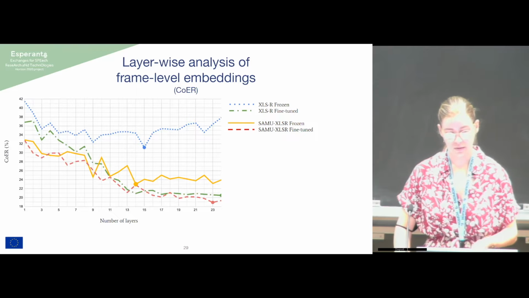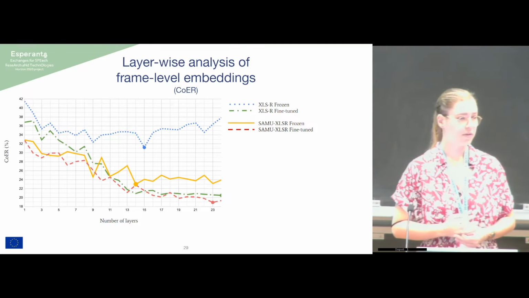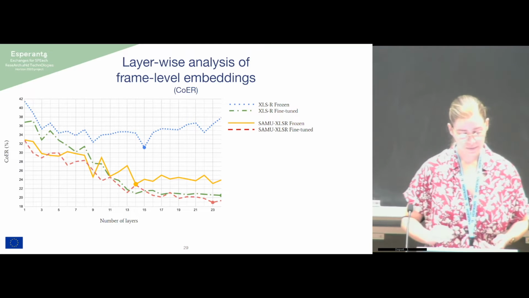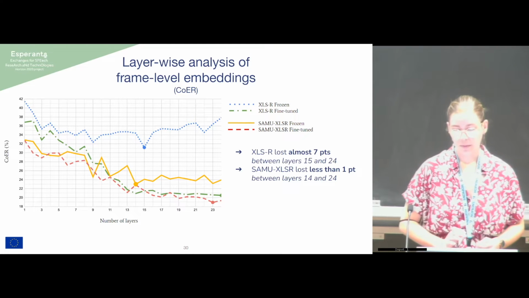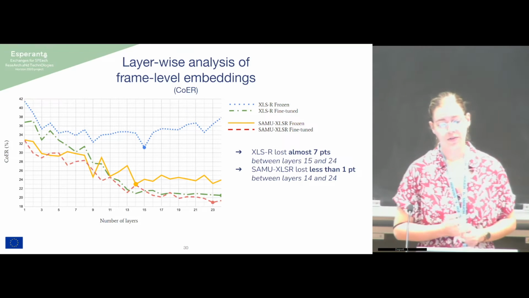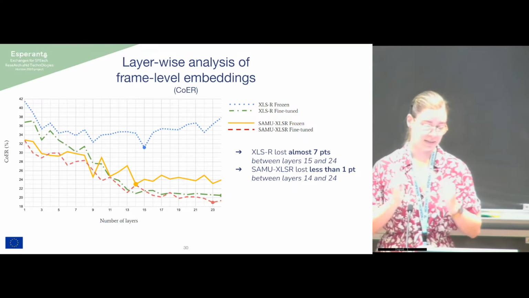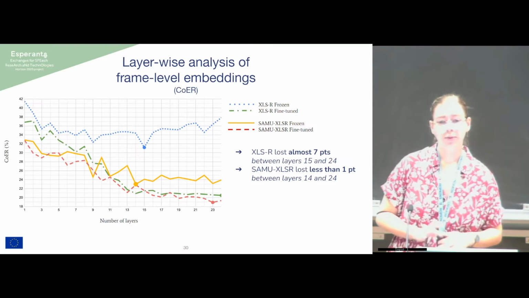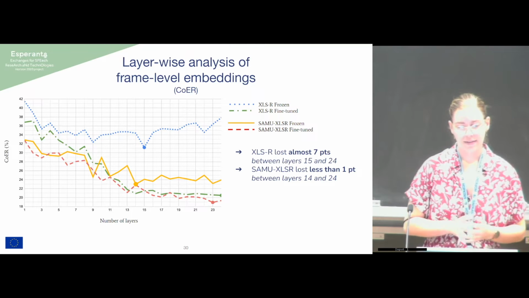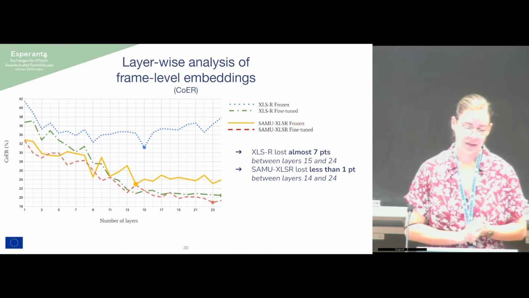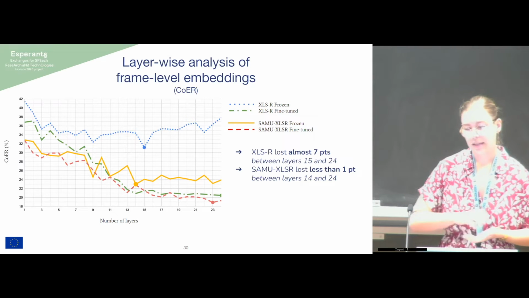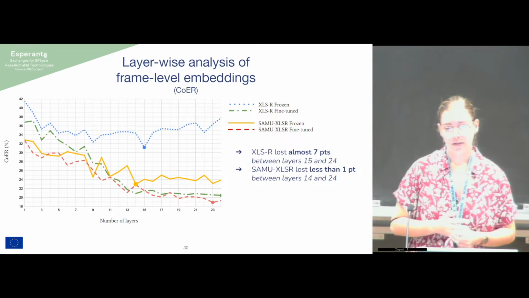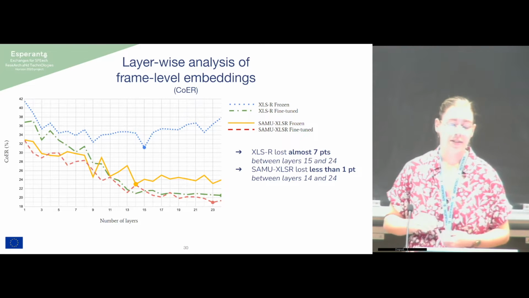Here you can see another chart, so it's the same but with concept error rate, so we are only looking at the order and the presence of the concepts. First, we can see that XLS-R lost almost 7 points between its best layer and the last one, but SAMU-XLSR only lost 1 point when frozen. So this means that the SAMU-XLSR is tuned to keep semantic information until the end, but XLS-R initially is only tuned to minimize the contrastive loss.